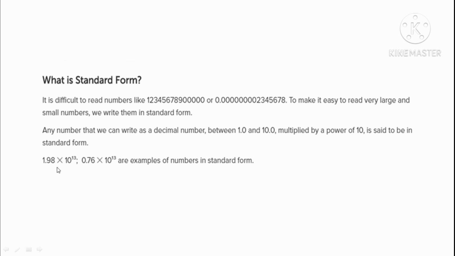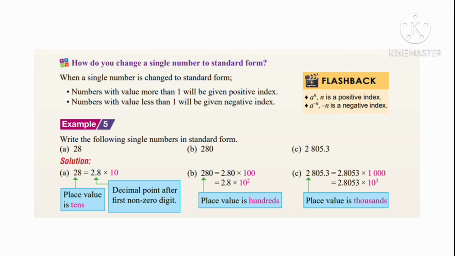Here are two examples of standard form: 1.98 times 10 to the power of 13 and 0.76 times 10 to the power of 13. Class, would you open your textbook to page 37? Let us discover it together.